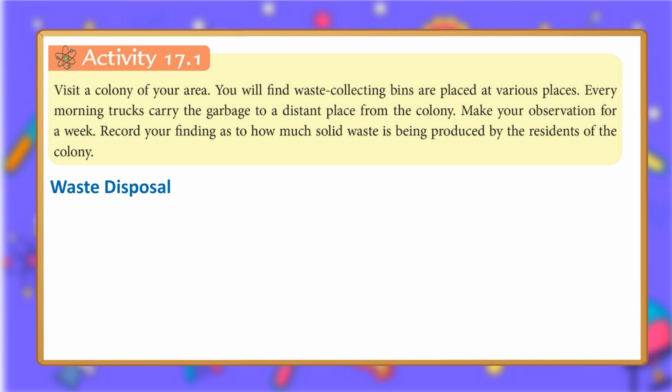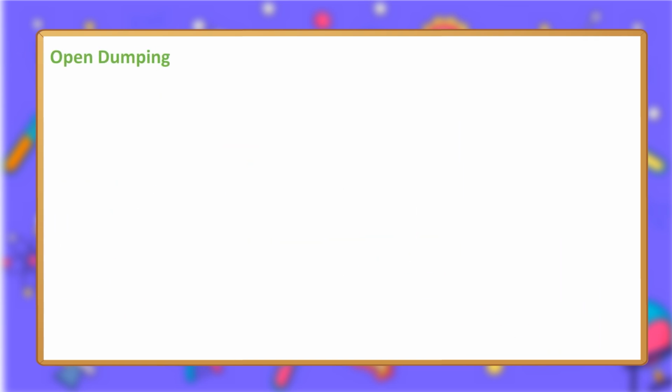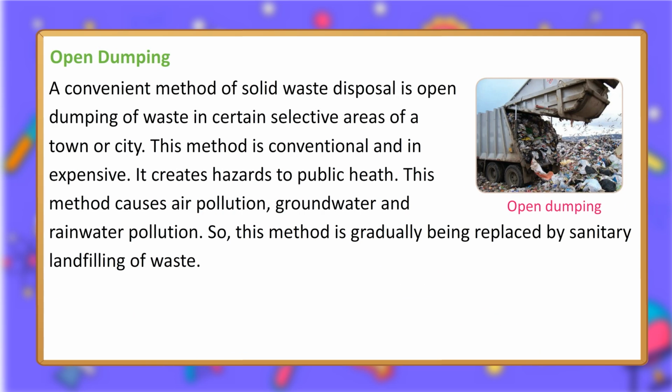Waste disposal. All of our waste has to go somewhere, so we need to find the least harmful way of disposing of it. There are some different methods of waste disposal. Open dumping. A convenient method of solid waste disposal is open dumping of waste in certain selective areas of a town or city. This method is conventional and inexpensive. It creates hazards to public health. This method causes air pollution, groundwater and rainwater pollution. So, this method is gradually being replaced by sanitary landfilling of waste.